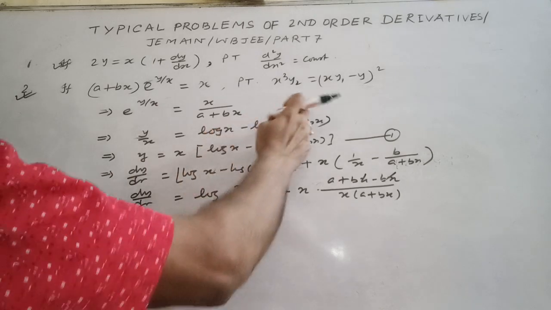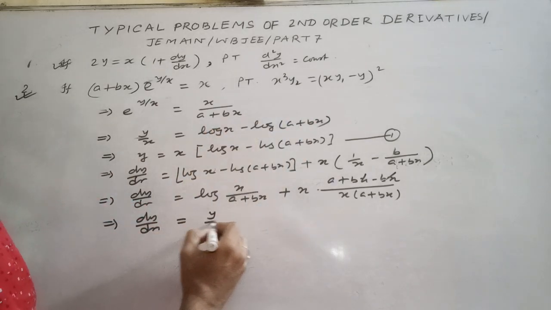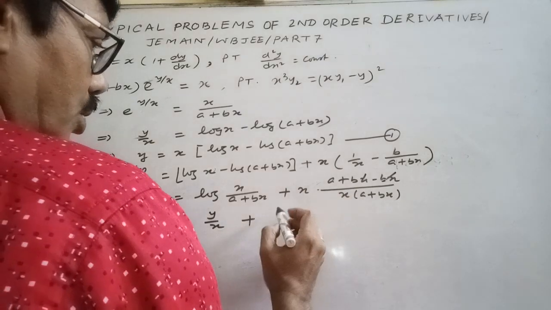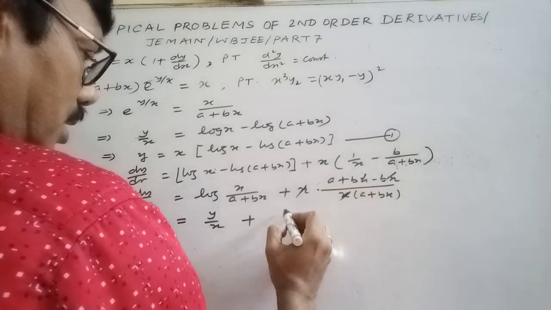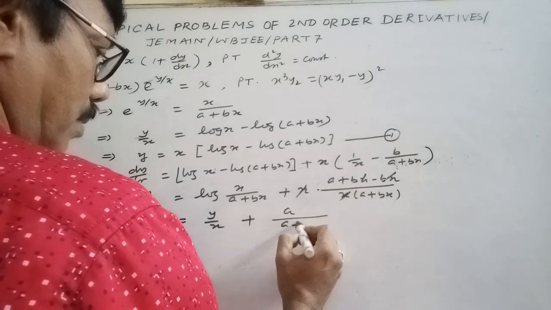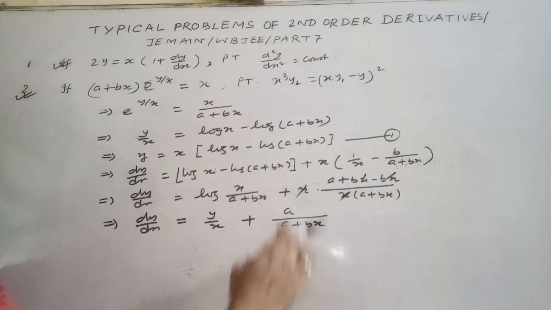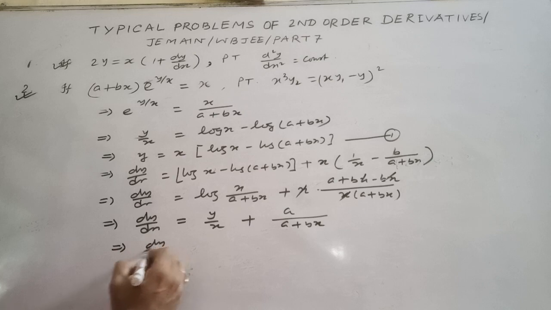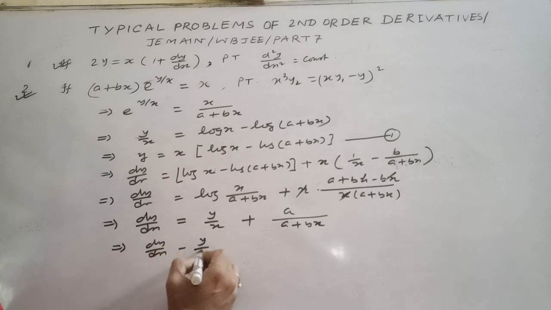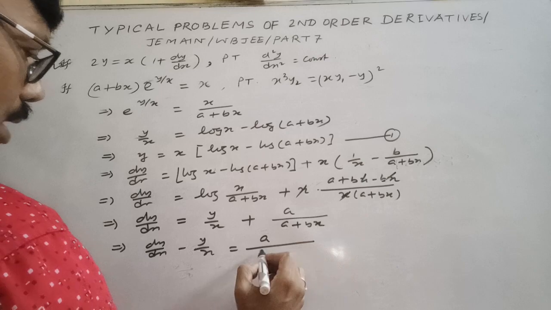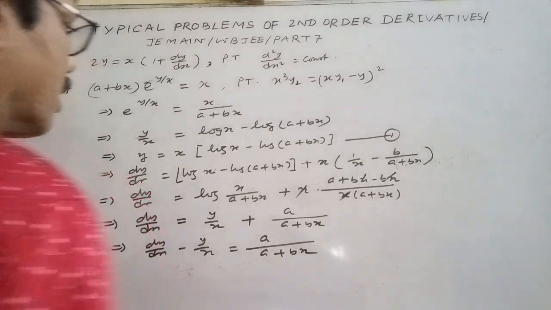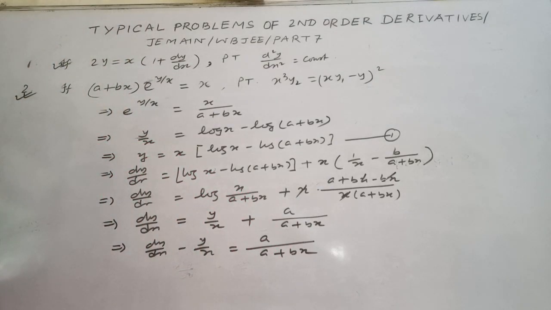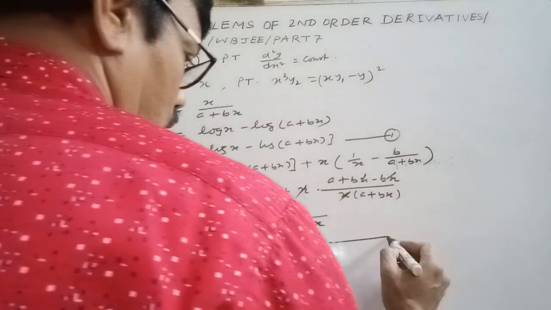What is log x minus log (a plus bx)? This is y by x. And x cancels, so a by a plus bx. So dy/dx minus y by x equals a by a plus bx. So this is our relation number 2.